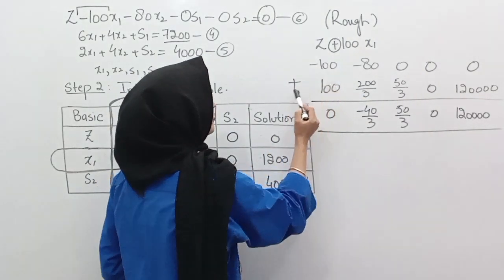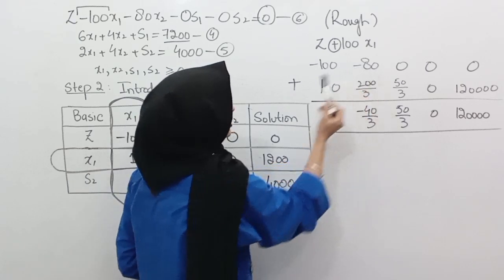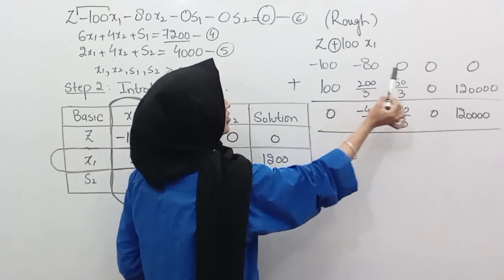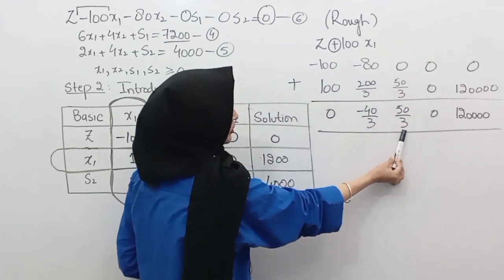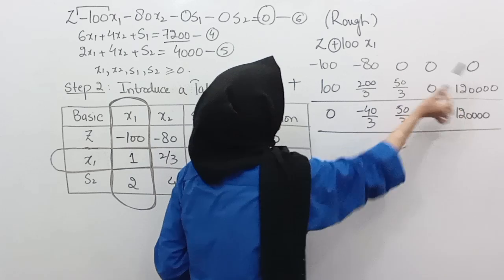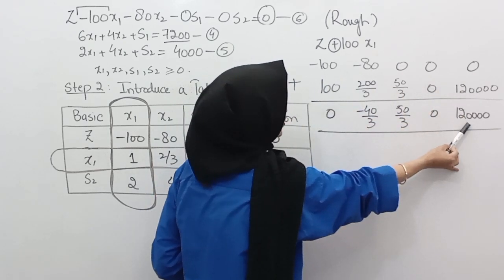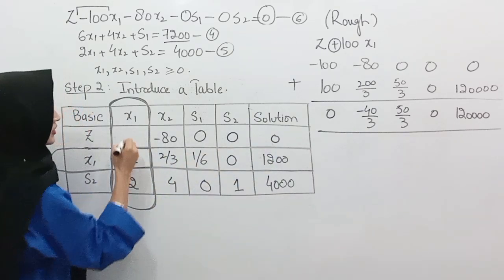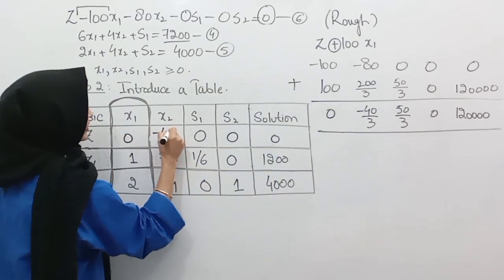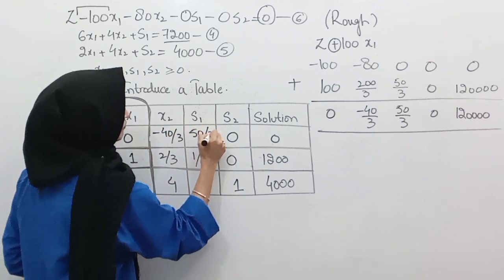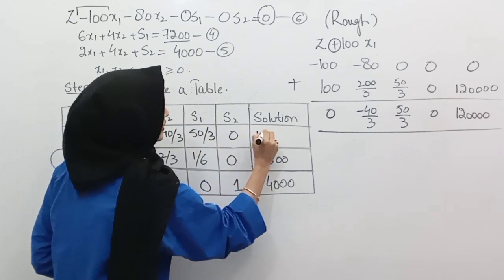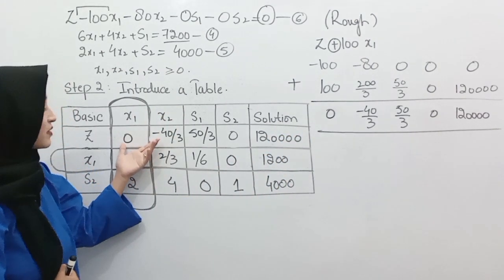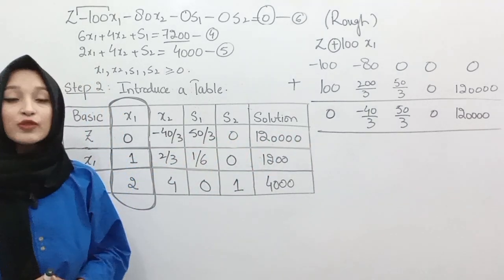Then put the sign you're using in the operation here and solve it like a sum. So minus 100 plus 100 gives 0, minus 80 plus 200 by 3. Use a calculator to solve this term, and this will give minus 40 by 3. 0 plus 50 by 3 will give 50 by 3. 0 plus 0 will be 0, and 0 plus 1,20,000 equals 1,20,000. Now replace these entries with the 0 here. It will give 0, minus 40 by 3, 50 by 3, 0, and 1,20,000. As I'm using a whiteboard, I rubbed the previous entries and simply wrote the new entries here, but you have to write a new table for this step.